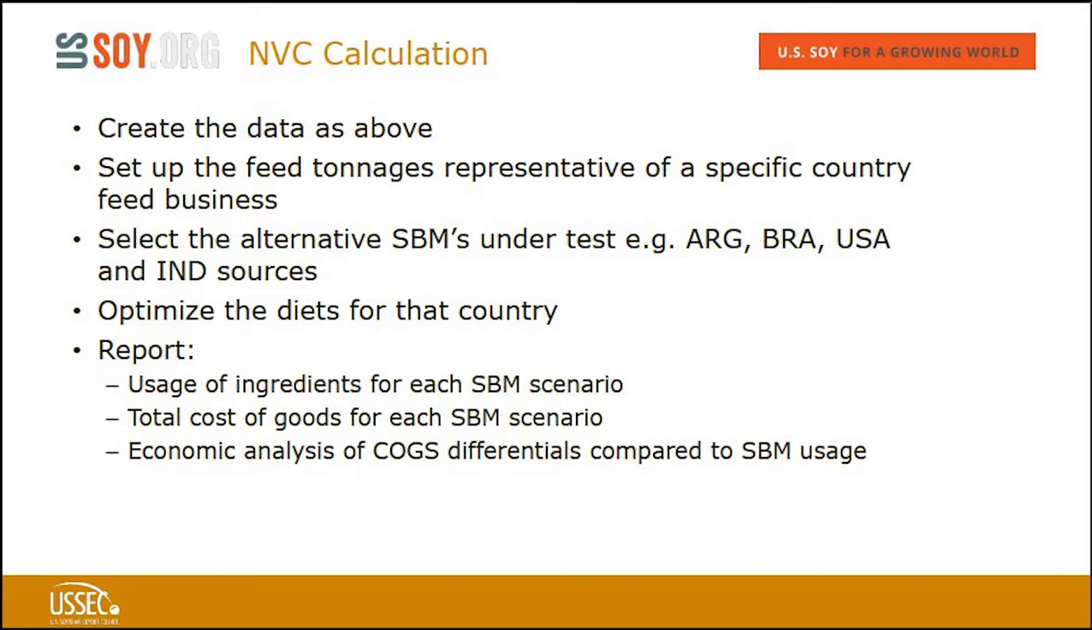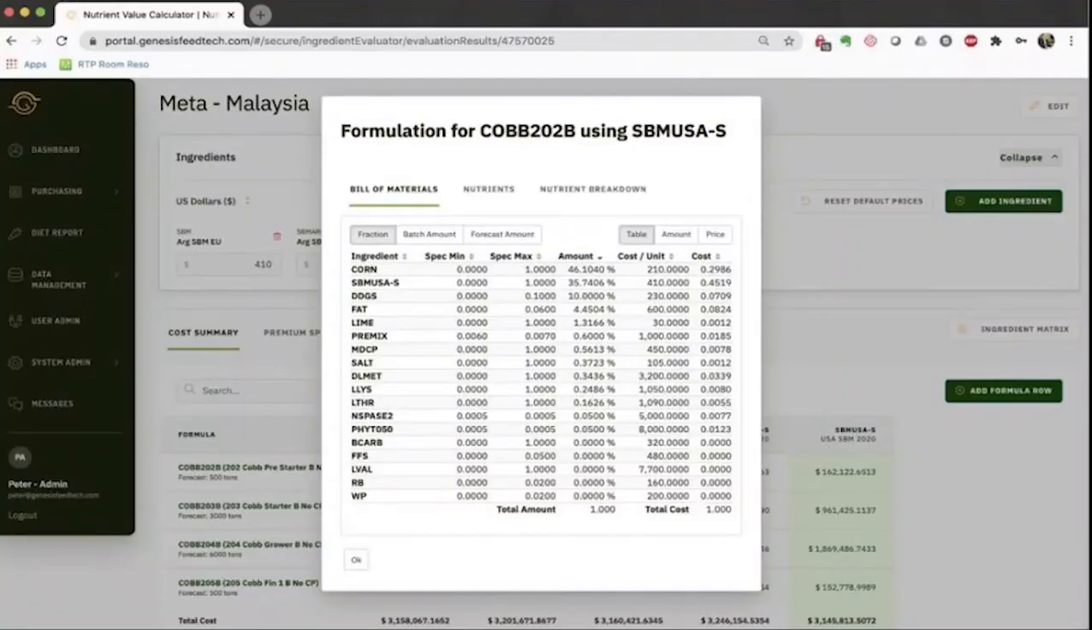And then we select the soybean meals that we're going to be testing. So in this test run, we're going to be looking at Argentine, Brazilian, US, and Indian sources for the economics. We then will optimize that range of diets in each country under their prices with their local ingredient values and with their diets. And we report the usage of ingredients, the total cost of goods for each of the scenarios that we're looking at, and then we analyze the cost of goods differentials to get the valuation of the soybean meal in practice to determine what we can buy in order to make a profitable trade and grow animals efficiently.